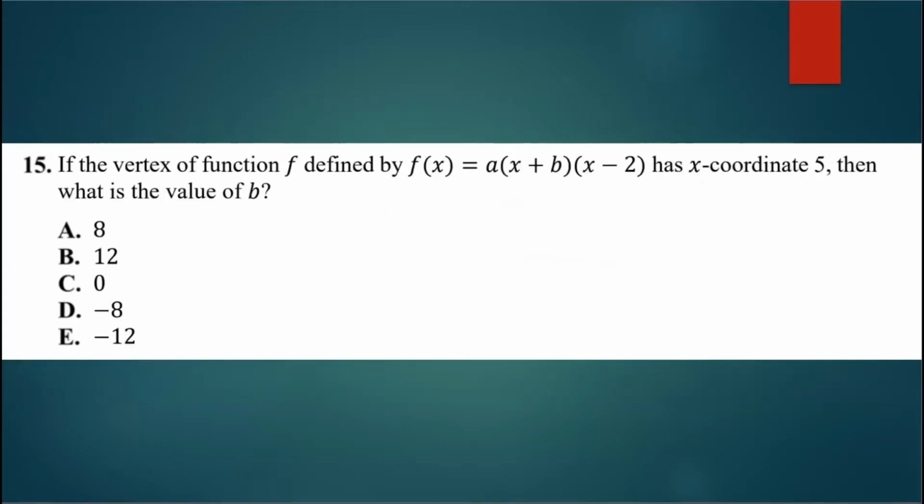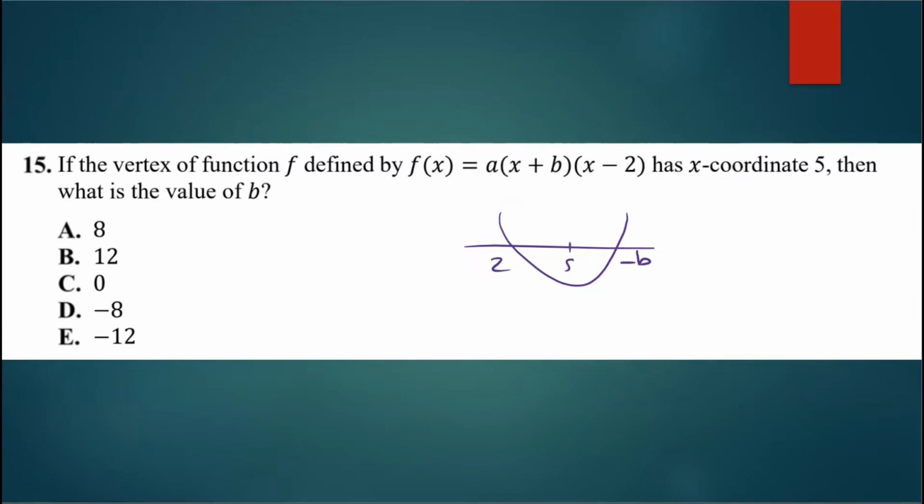Here, if the vertex of the function f has the x coordinate 5, what is the value of b? Okay, to find the x coordinate, I know that for this function, whether a is positive or negative doesn't matter. The vertex x coordinate will lie exactly at the midpoint of the x-intercepts. One x-intercept is at 2, the other is at negative b, and the 5 is the midpoint.